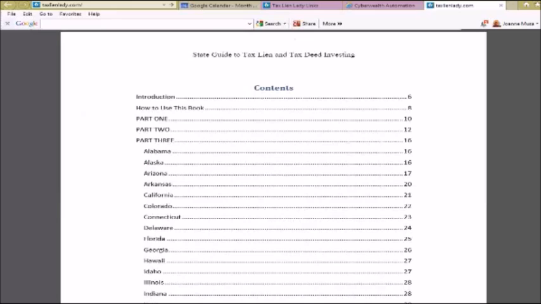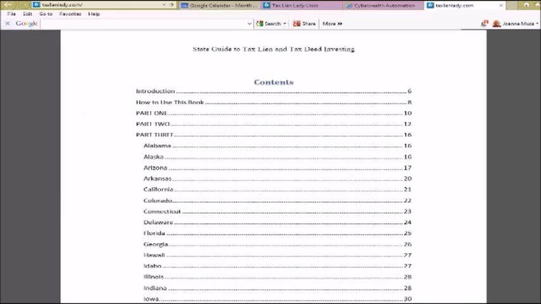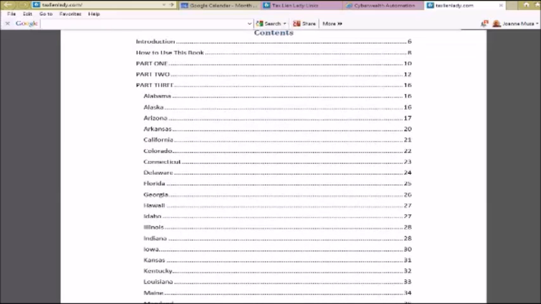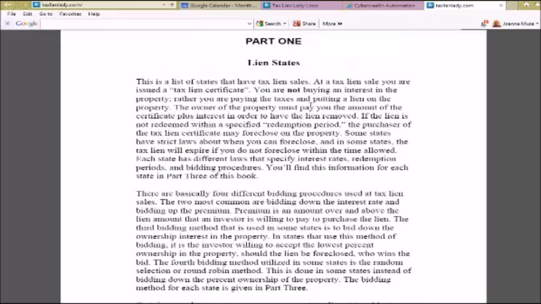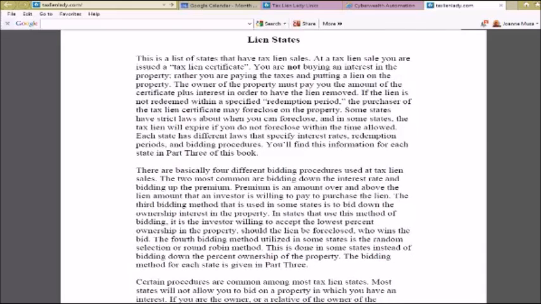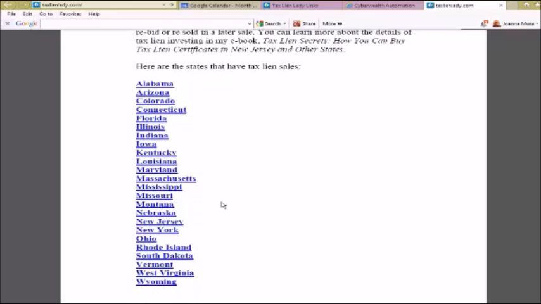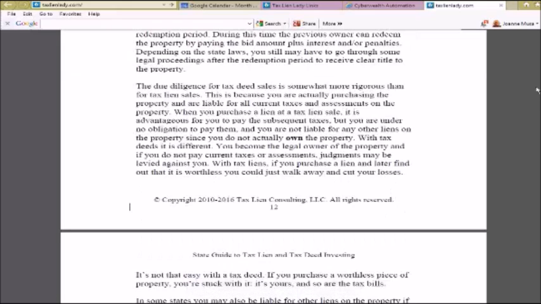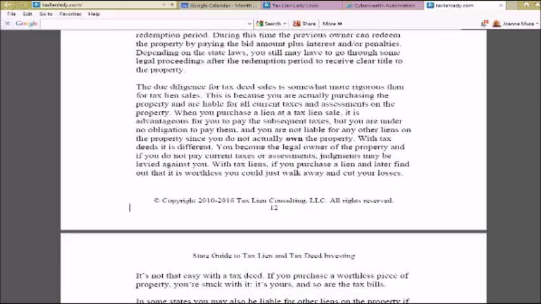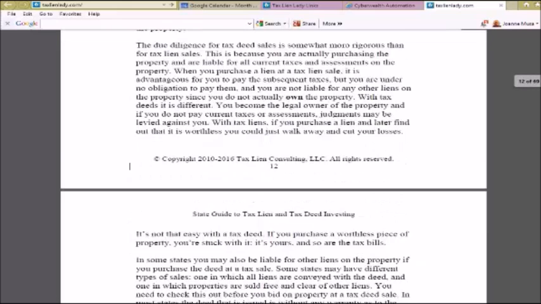All right, now it actually has 3 parts, as you could see here. Part 1, and if you click on these links, it will take you to that section. Part 1 here talks about lien states, and it tells you what a tax lien is, basically. Then it lists all the lien states, and if you click on any of them, it will go right to that state. Now, part 2 talks about the deed states, and it talks about what a tax deed is.